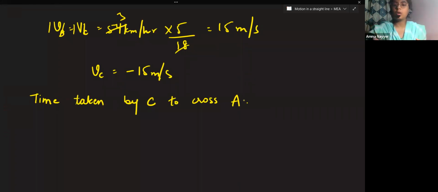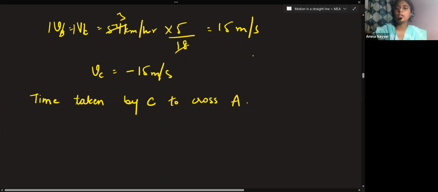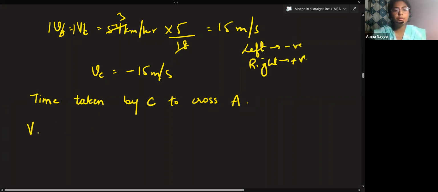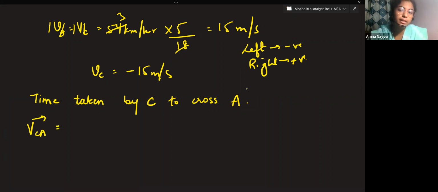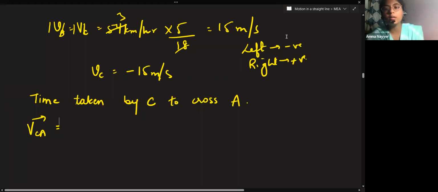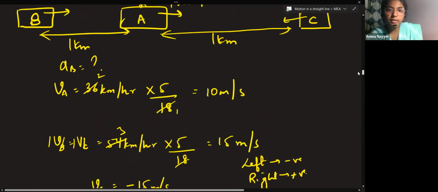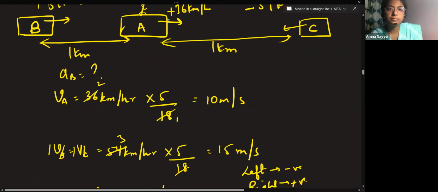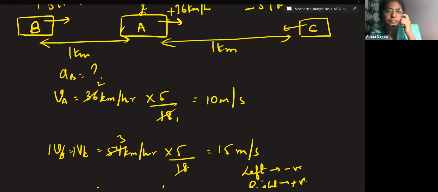At least tell me, all of you, we have chosen a sign convention. According to the sign convention that I have chosen, left is negative, and right is positive. Everything is in front of you. Just tell me what will be the velocity of C with respect to A, because we are calculating the time taken by C. So what should be the velocity of C with respect to A? And others also should answer. See, everything is in front of you. What should be the relative velocity of C with respect to A? VCA.